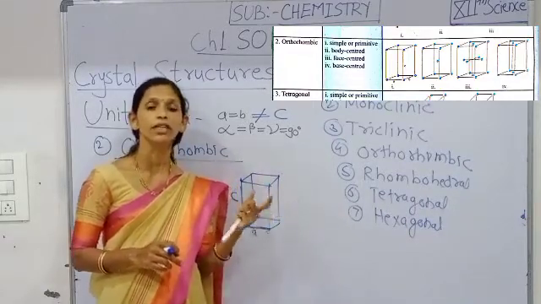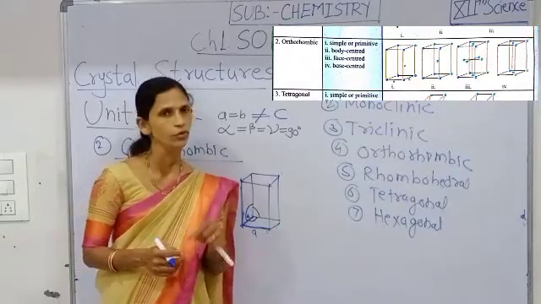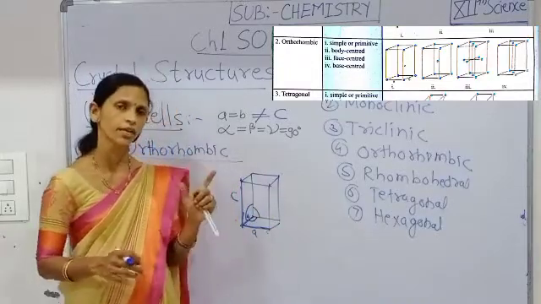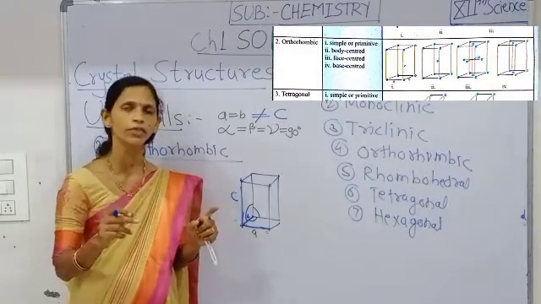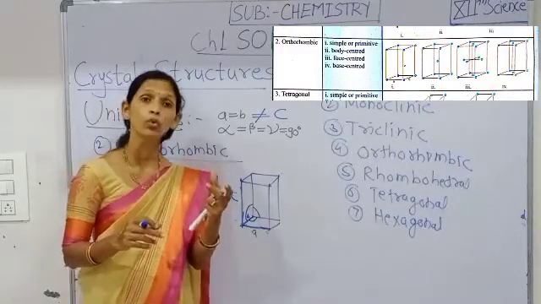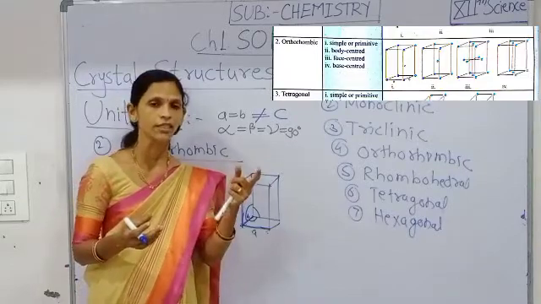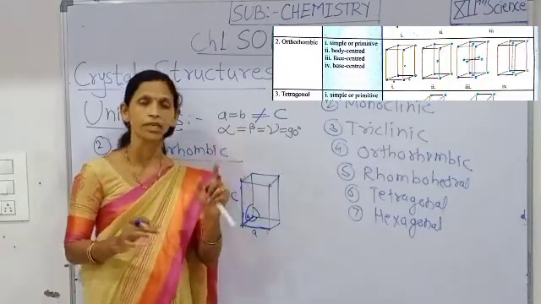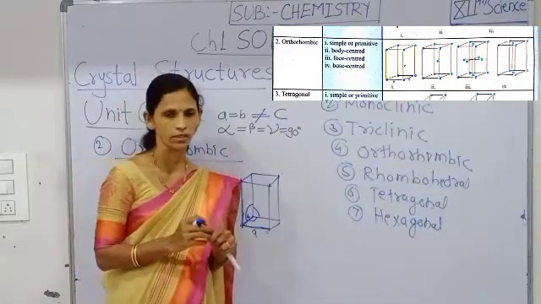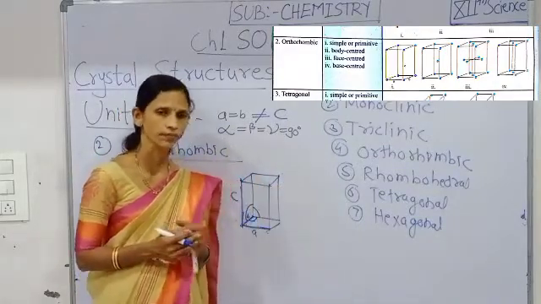Then fourth one, that is base centered unit cell, in which 8 particles are present at every corner of the unit cell, as well as 2 more particles are present on only two opposite faces, at the centers of opposite faces, that is base centered.